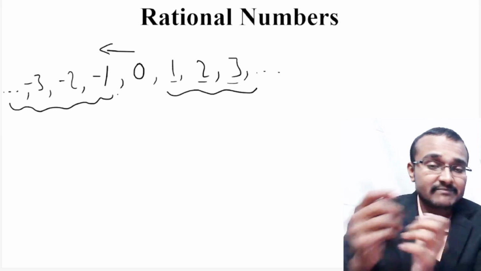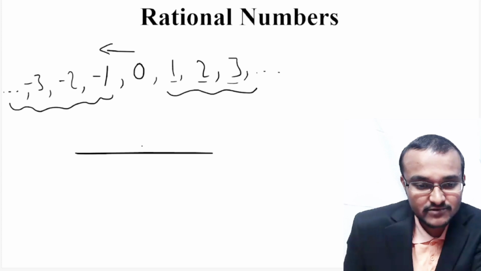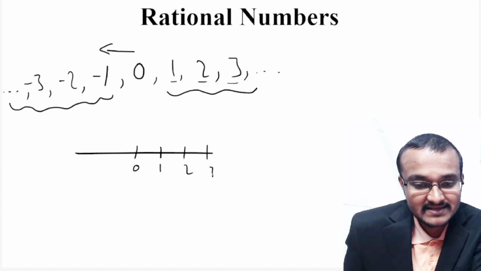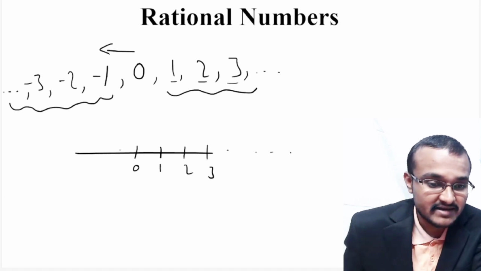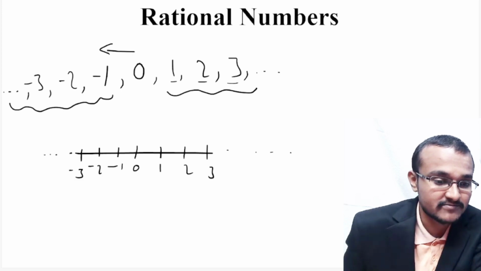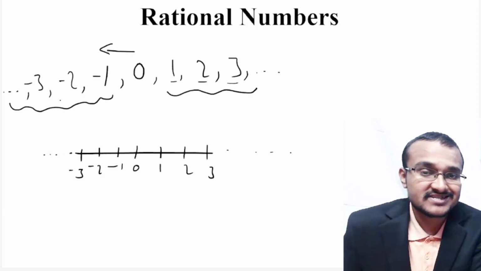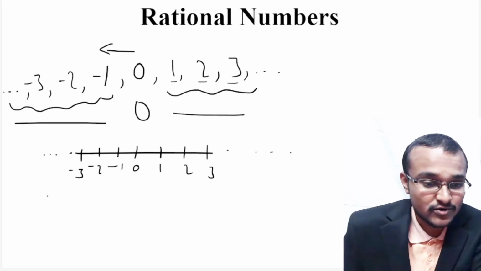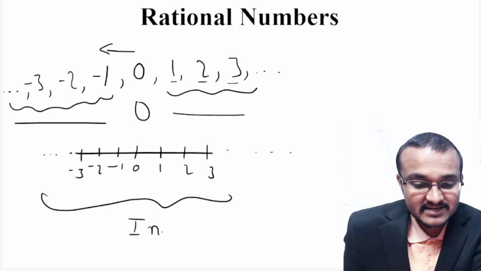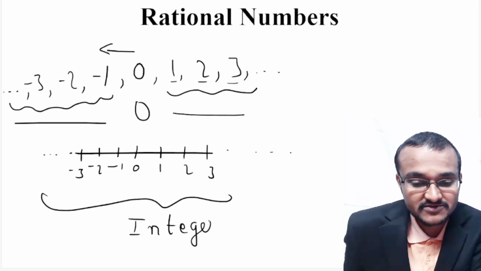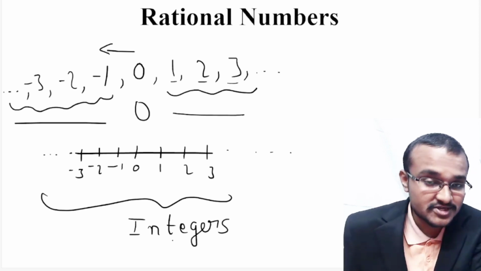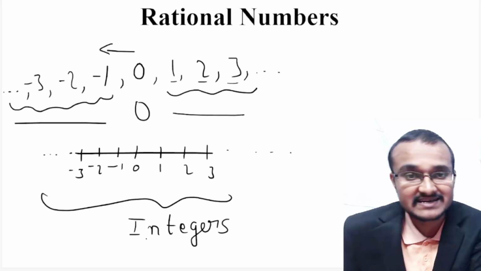You might know the number line. On the number line, 0 will be at the center, and after 0 there will be 1, 2, 3, going up to infinity, and before 0 there will be minus 1, minus 2, minus 3, which also goes up to infinity. Numbers which contain both negative and positive numbers along with 0 are known as integers.